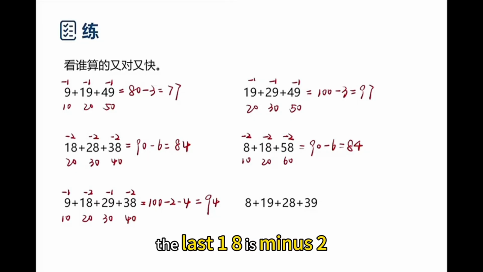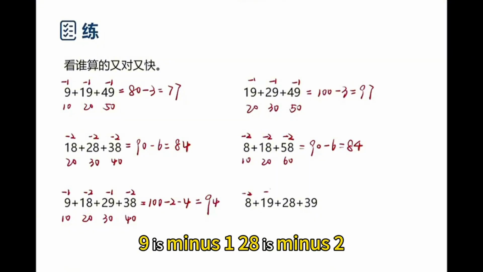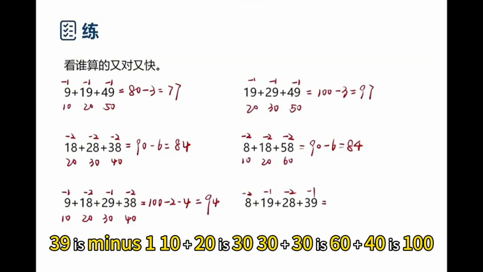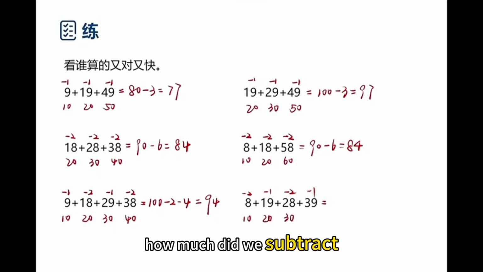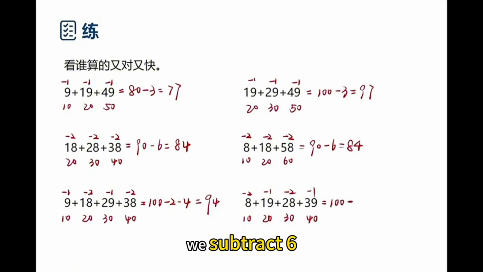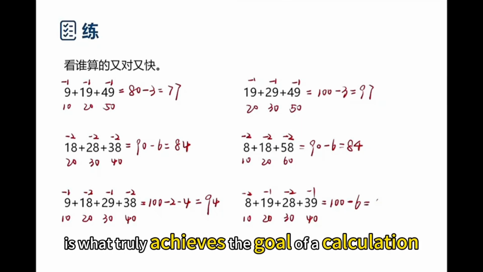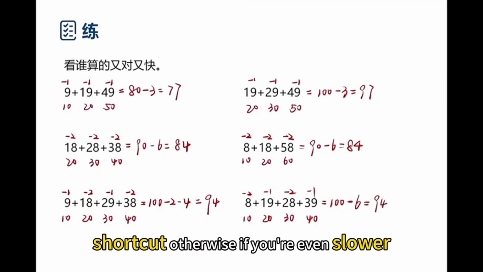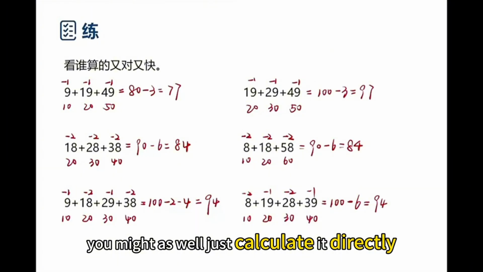Okay, the last one. 8 is minus 2, 9 is minus 1, 28 is minus 2, 39 is minus 1, 10 plus 20 is 30, 30 plus 30 is 60, plus 40 is 100. How much did we subtract? We subtracted 2 2's and 2 1's. We all know how to do this. We subtract 6. The answer is 94. Right. Writing it like this is what truly achieves the goal of a calculation shortcut. Otherwise, if you're even slower, you might as well just calculate it directly, okay?